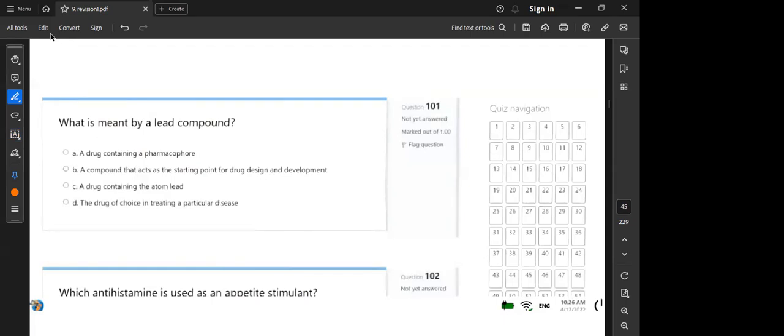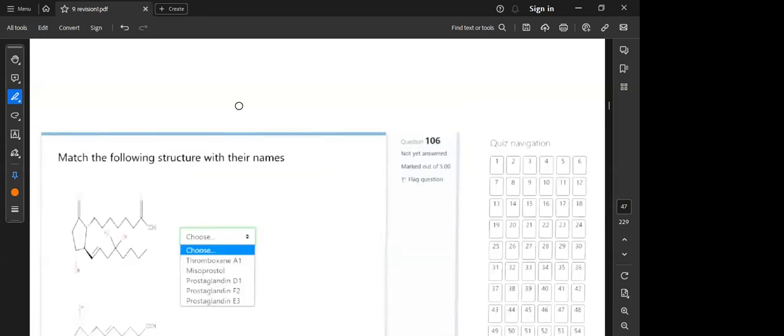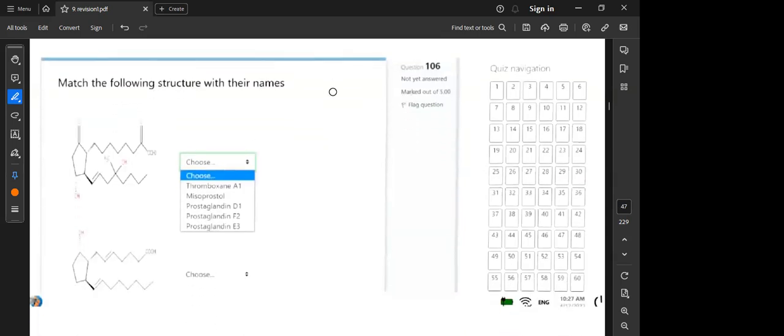Janet, where are you? B. A. The first one is misoprostol because it has a methyl group.